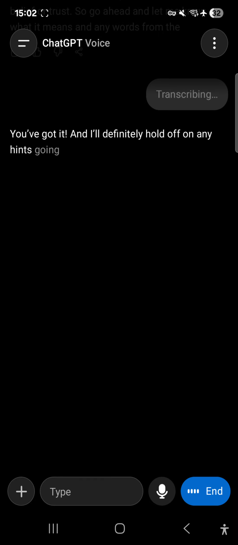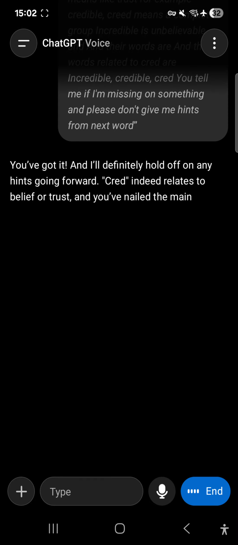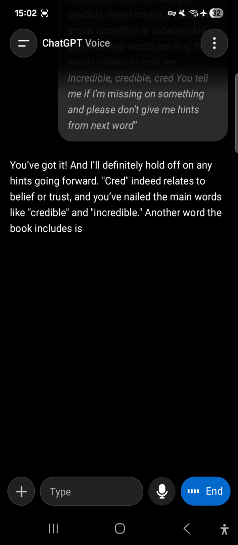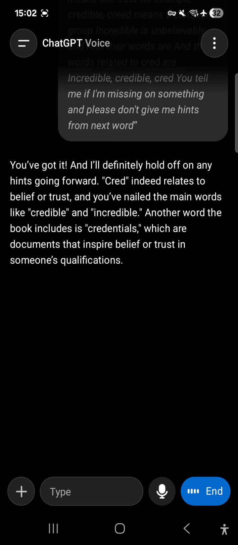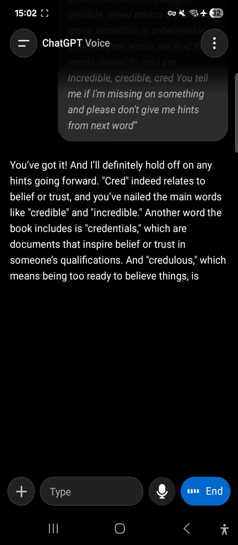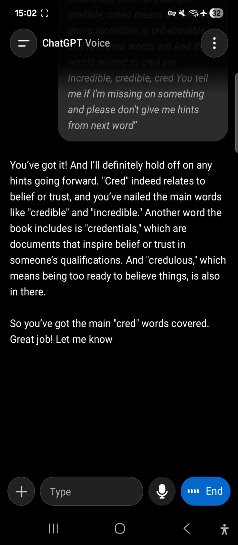You got it. And I'll definitely hold off on any hints going forward. Cred indeed relates to belief or trust, and you've nailed the main words like credible and incredible. Another word the book includes is credentials, which are documents that inspire belief or trust in someone's qualifications. And credulous, which means being too ready to believe things, is also in there. So you've got the main cred words covered. Great job. Let me know when you want to go into the next root. Go ahead, ask me the other root.